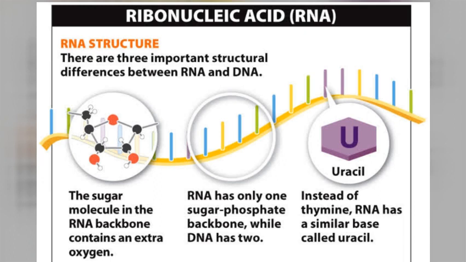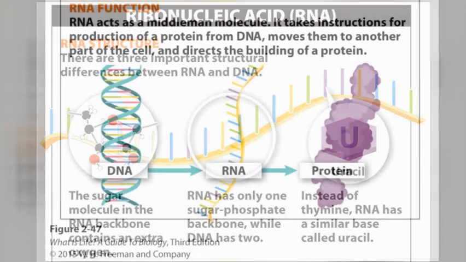The sugar-phosphate backbone is still there, as are the bases that protrude from each sugar, but the bases don't bind with bases in another RNA strand to form that ladder-like structure that we see when we're looking at DNA.